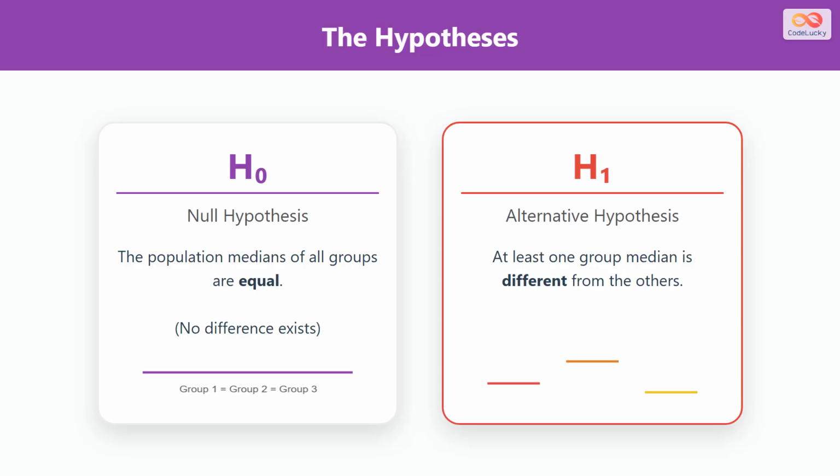Like any statistical test, we have hypotheses. The null hypothesis, or H0, states that the population medians of all groups are equal. Basically, there is no difference. The alternative hypothesis, H1, states that at least one group median is different from the others.